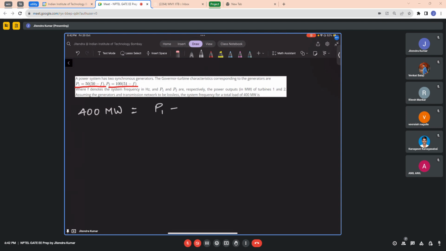We can equate it to P1 and P2. So I can write 50 into (50 minus F) plus 100 into (51 minus F). I hope you are able to identify, even though it is not mentioned, that this 50 and this 100 are slopes, and these 50 and 51 are the no load frequencies of the separate alternators. So we want that at 400 megawatt, what will be the frequency of the system?